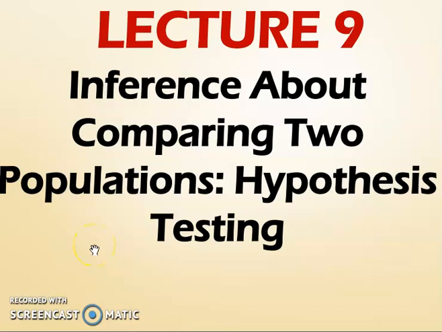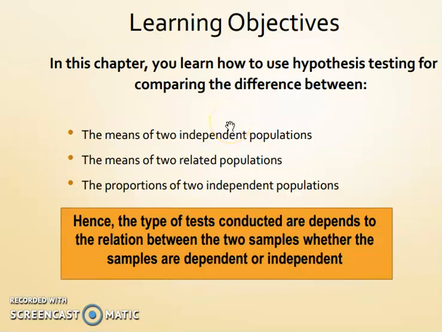Inference about comparing two populations, hypothesis testing. So in this topic, we will learn how to use hypothesis testing for comparing the difference between the means and the proportions. For the means, we are looking at the difference between the means of two independent populations and the means of two related populations. And the third one is the proportions of two independent populations.